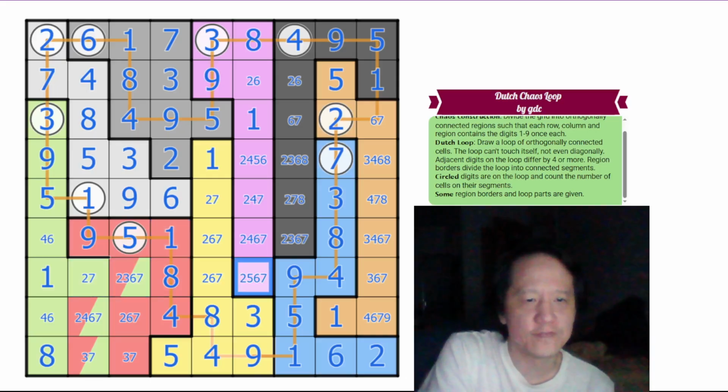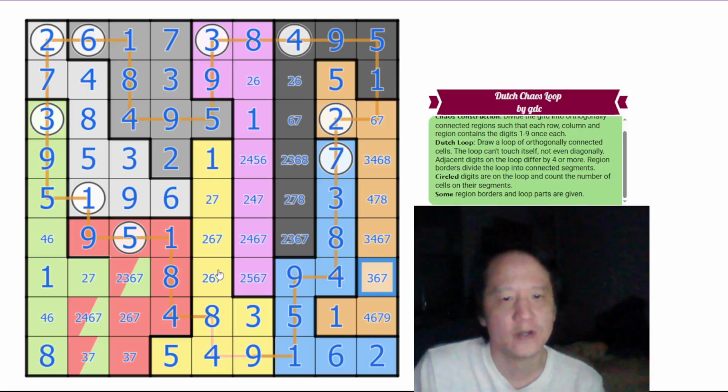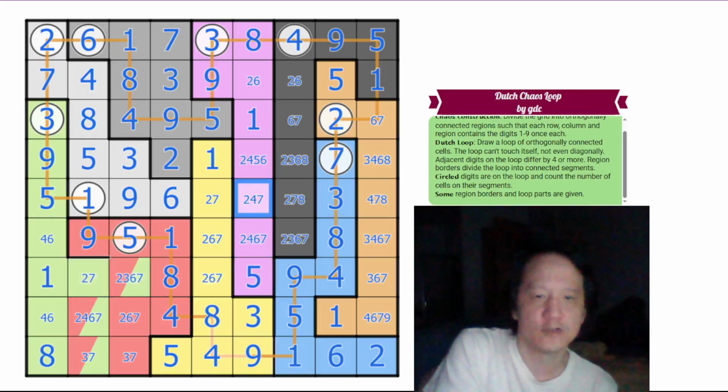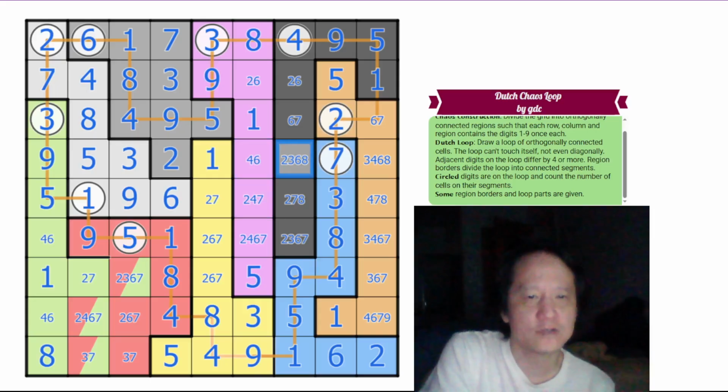Where is the 5 in row 7? Can't be here because of the 5 in the column. And can't be here because of the 5 in the columns also. So it must be here. So this is 5, which means this can't be 5 here. It can't be 5 or 2. This can't be 3 or 2. This can't be 3. Okay.